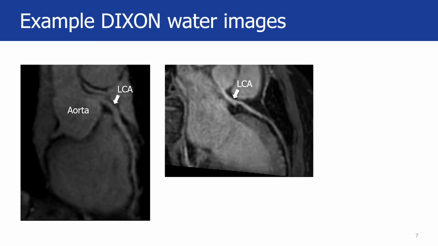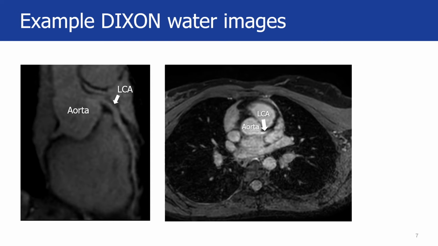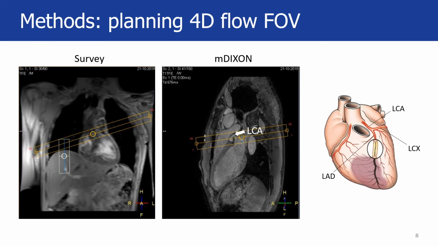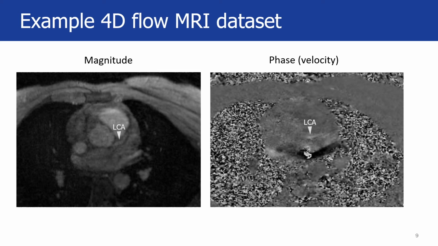Here are some examples of DIXON water images where you see the LCA branching off from the aorta, here in a transversal view. And the 4D flow field of view was then planned as a slab covering the LCA. The LCA bifurcates into LAD and LCX. We only performed measurements in the LCA. Here is what such a 4D flow MRI acquisition then looks like. You see the LCA running here in a magnitude image with velocity signal in it in the phase image.